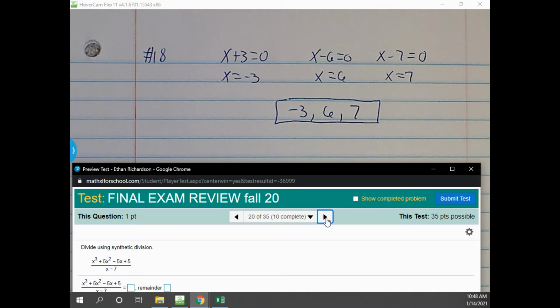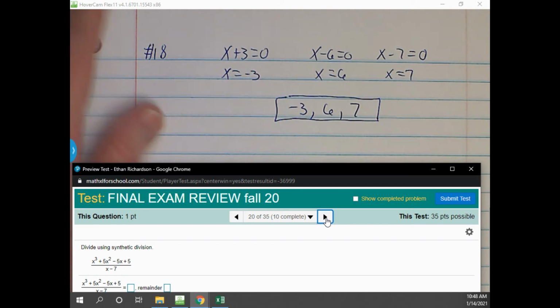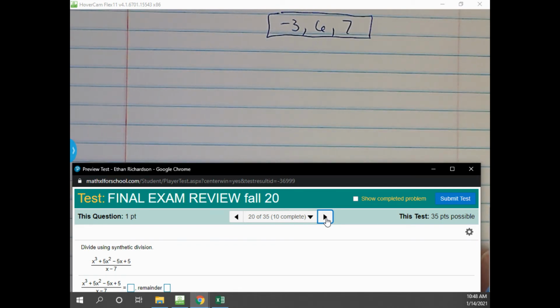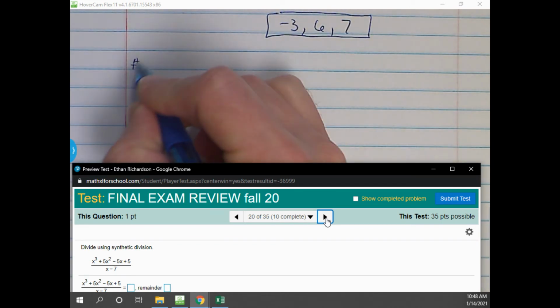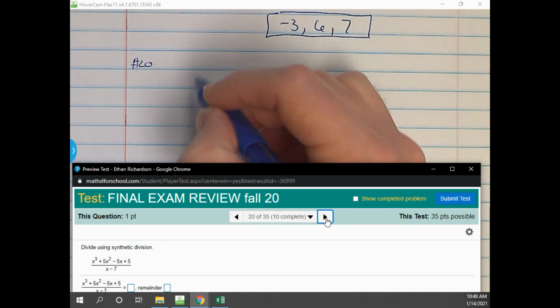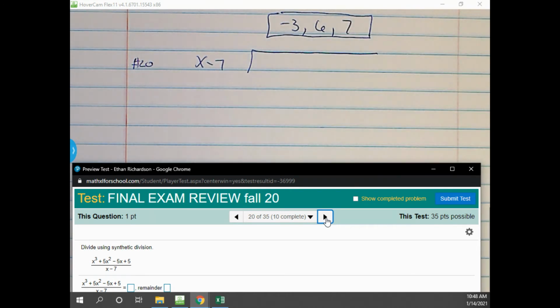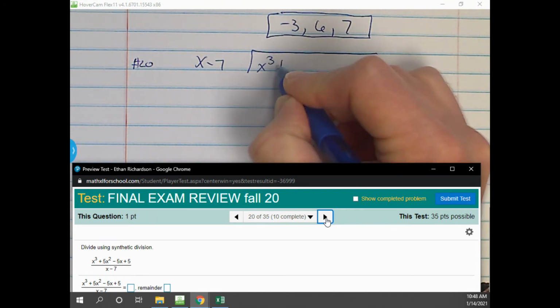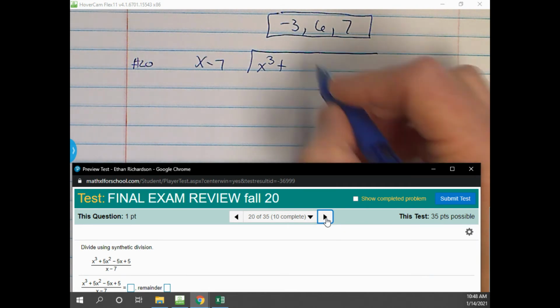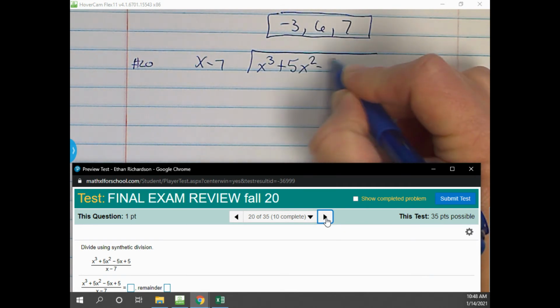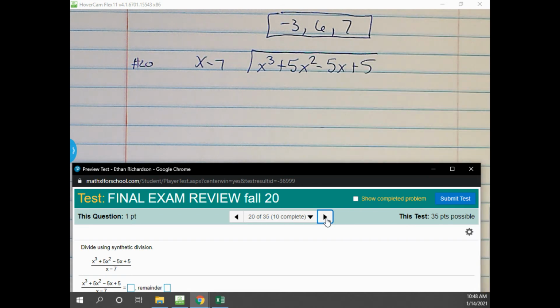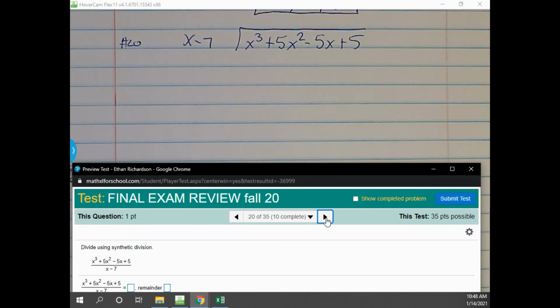Okay, 20. Oh, that's a good one. We're going to do some synthetic division here. So this would be a good problem. Go ahead and set this up like a normal kind of division problem. We're going to take x minus 7 and divide that into x to the third plus 5x squared minus 5x plus 5. Somebody likes 5s on that problem. Okay, and if you remember, or not, with synthetic division, you have to do two big things.